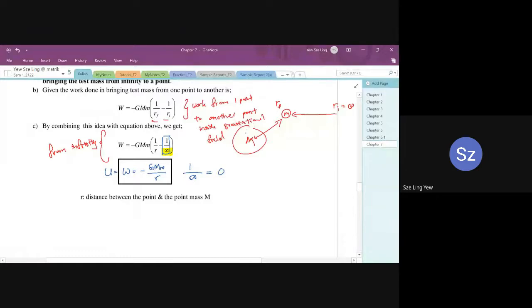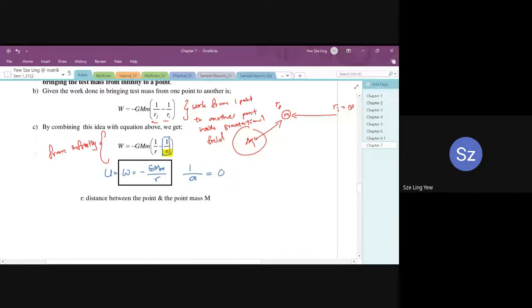Make sure you know when to use capital letter R, when to use small letter r, and then when to use which equations. First equation is for work done between 2 points inside gravitational field. The second one is the definition. Okay, this is the definition.